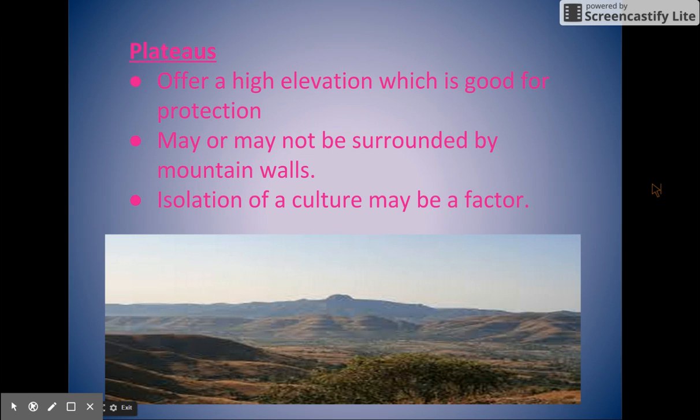In the plateaus, you have a higher elevation, which is also good for protection. You can stand atop and see what's going on below you and possibly see an enemy trying to mount an attack. The plateaus may or may not be surrounded by mountain walls. If they are surrounded by mountain walls, then isolation of a culture may be a factor if there are not passages through the mountains.